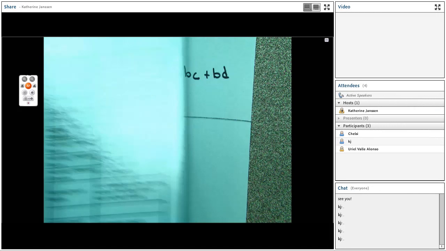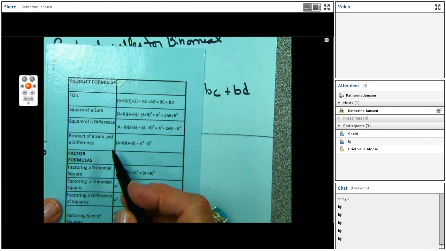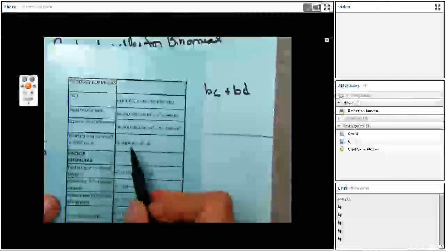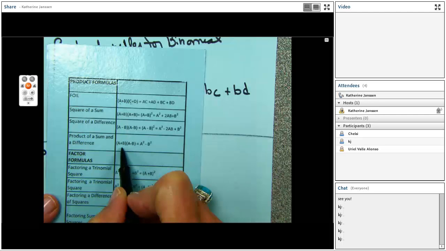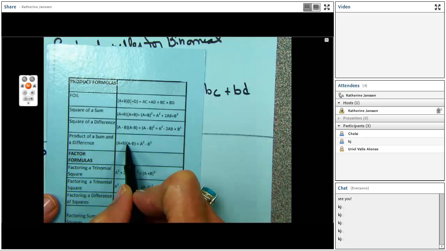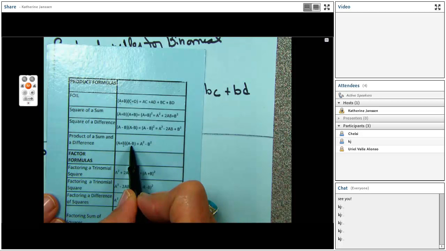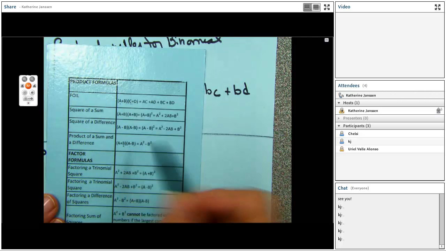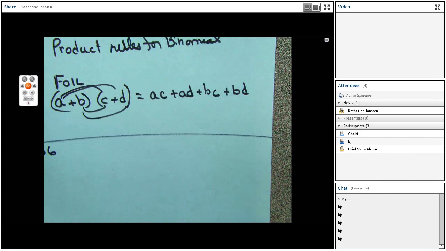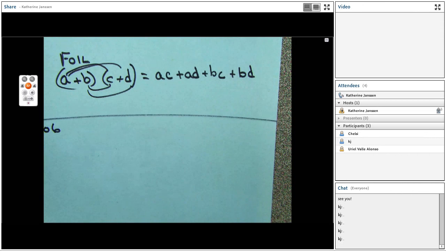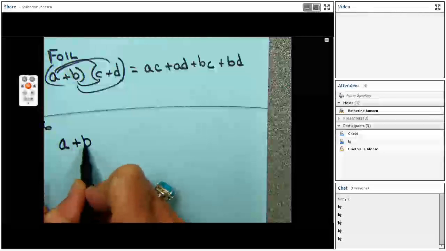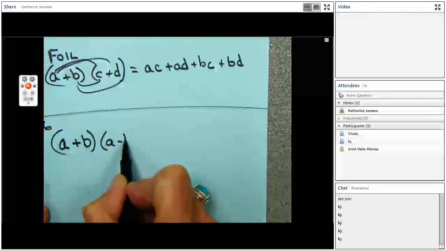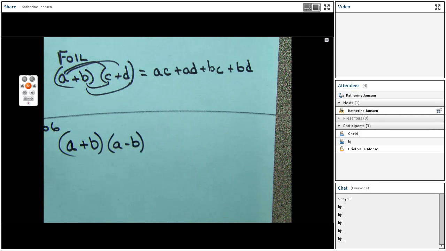And on our blue card, the product of a sum and a difference, A plus B, the quantity, times A minus B. I have the first 2 terms are the same, the last 2 terms are the same. I have a sum and a difference. My answer is A squared minus B squared. So we want now to familiarize ourselves with these form patterns. That's the product of a sum and a difference.